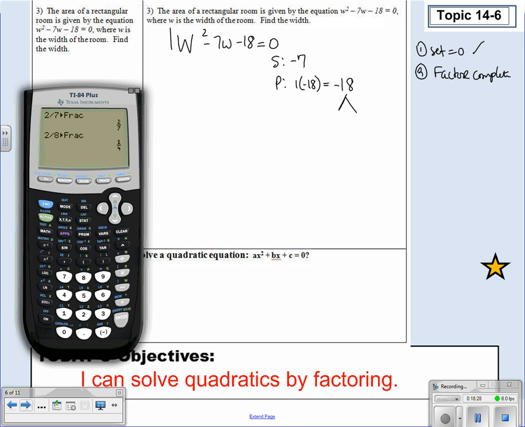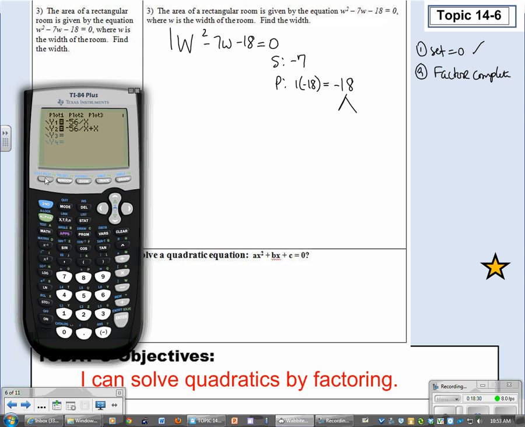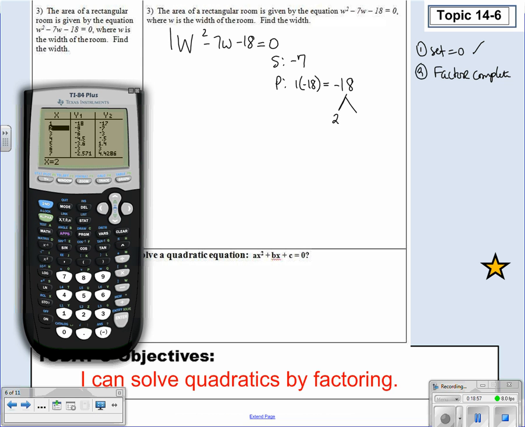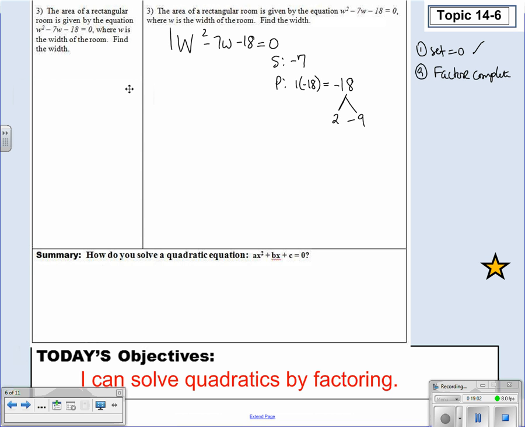You can use your calculator to help out with that, so let's do that. We put in our product. This time it's negative 18 divided by x. And then in our y2, it's negative 18 divided by x plus x. I want to go to the table, so the second graph. And now in my sum column, which is the y2, we are looking for negative 7. So when the y2 is negative 7, our 2 numbers are 2 and negative 9. Our 2 numbers are 2 and negative 9.